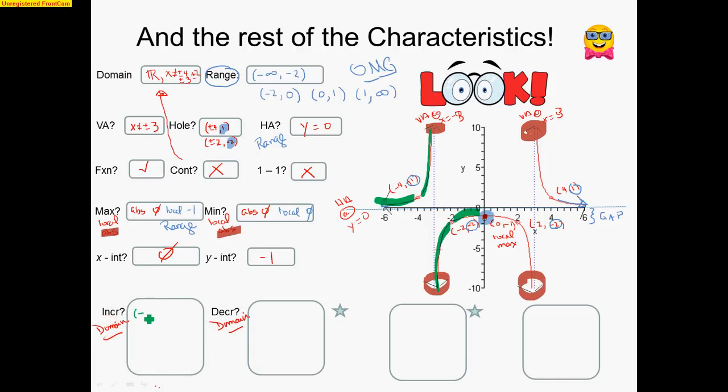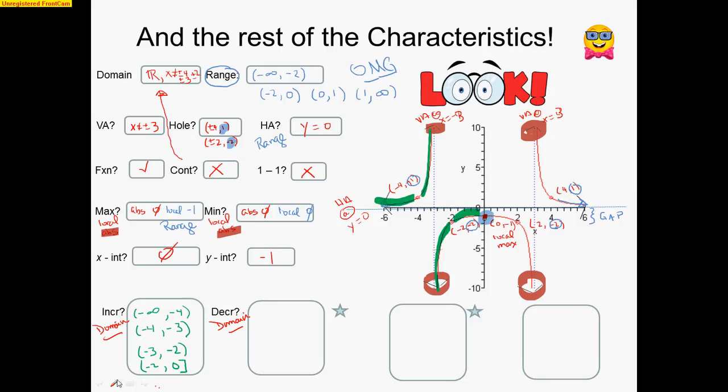From the left side of the domain to the x-coordinate of the hole, don't use it. From the x-coordinate of the hole to the x-coordinate of the vertical asymptote, don't use it. From the x-coordinate of the vertical asymptote, don't use it, to the x-coordinate of the hole, don't use it. From the x-coordinate of the hole to the x-coordinate of the local max, used. This, unlike the range, if you put a parentheses on 0, no one's going to care.